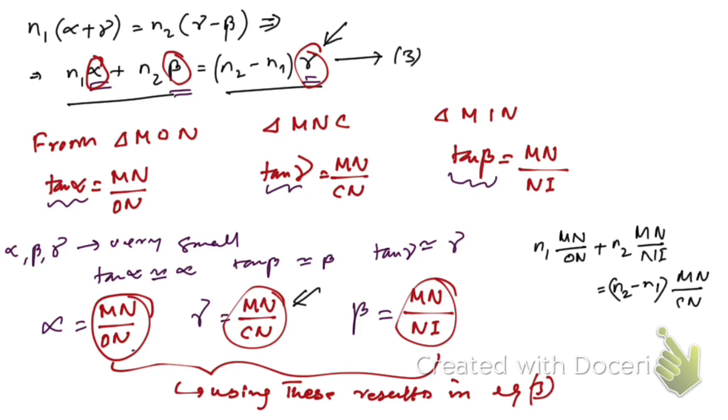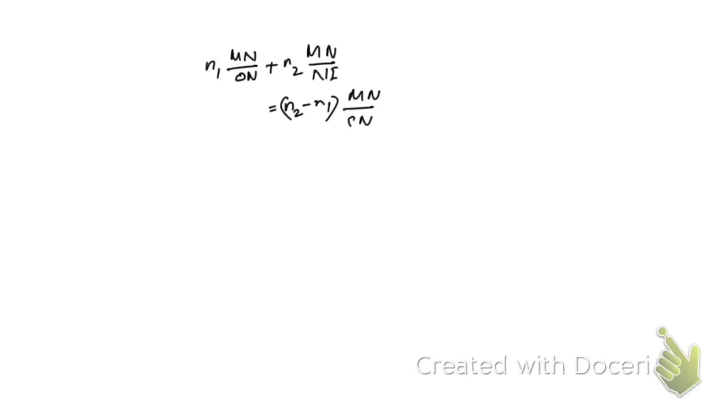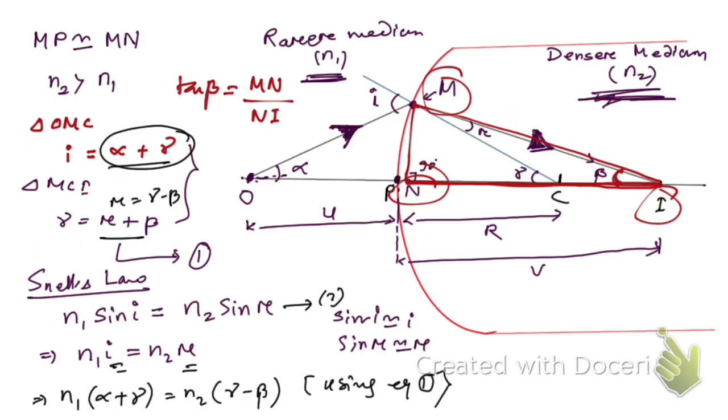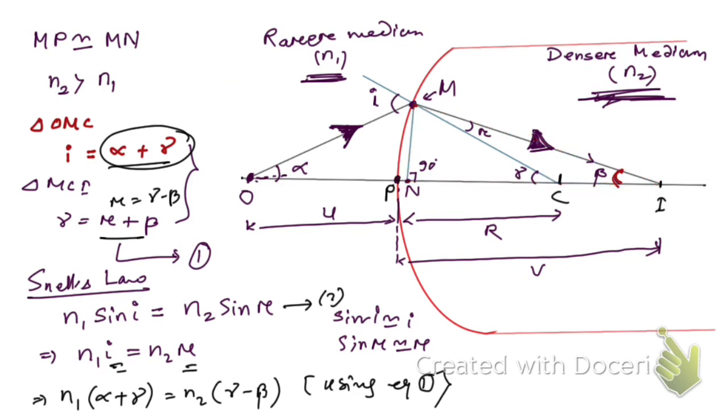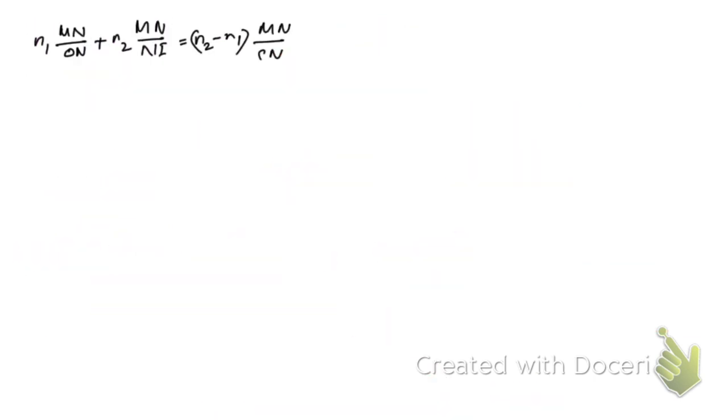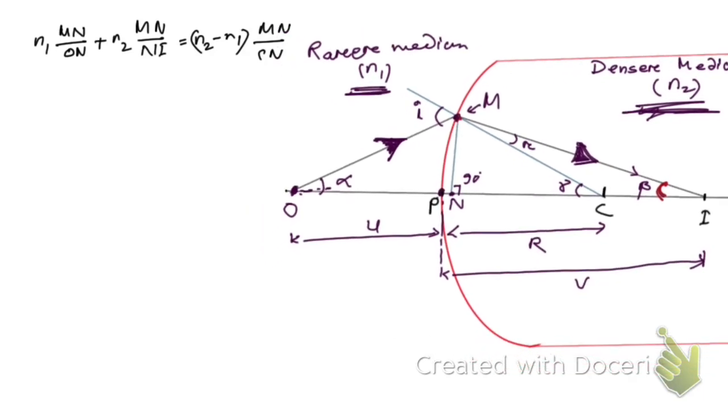Now let me copy this and let me go to a new slide. So here is the last relation that we have got. Let me rearrange it. Okay, so here is the relation. So now you see, let me draw the diagram again. Let me copy this diagram and draw it in the new slide. So here is the diagram, right?